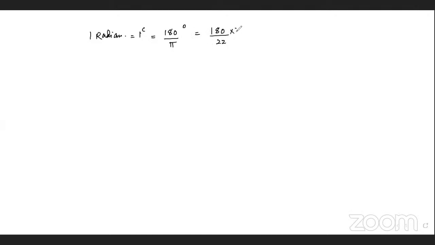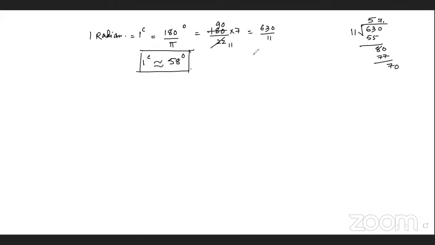What is pi? 22 upon 7, and 2 11s are 22, 9 7s are 63, so 630 divided by 11. If you divide 630 by 11, what will happen? 11 5s are 55, and 63 minus 55 will be 8, and 0, 11 7s are 77, and 7 decimal 0 here, 11 sevens. So 1 radian is approximately equal to 57.7, or we can say approximately equal to 58 degrees. I hope it's clear. So 1 radian is quite a big angle compared to 1 degree. 1 degree is, okay, fine, 56 degrees 16 minutes.